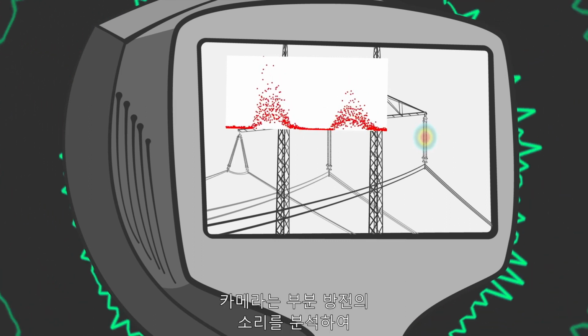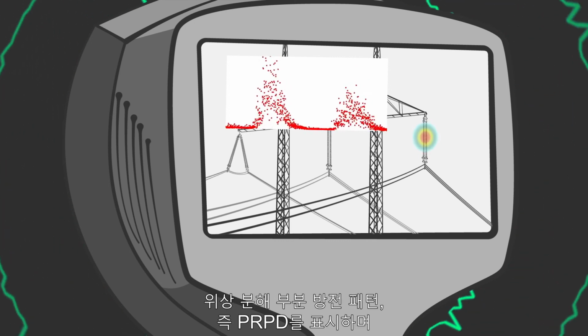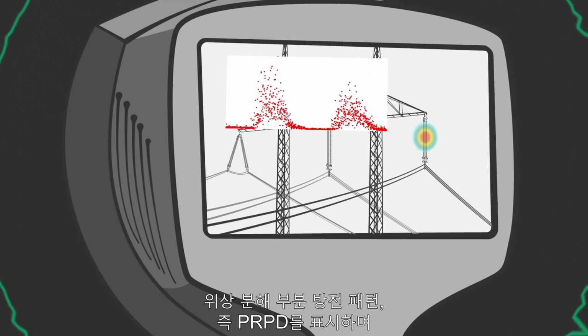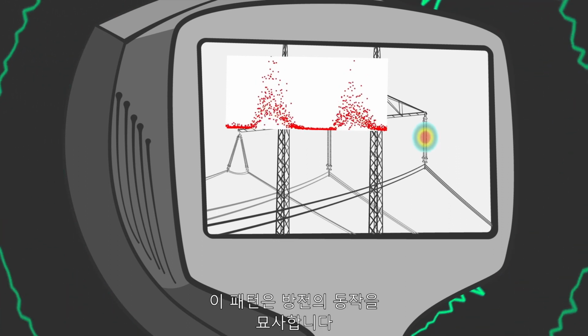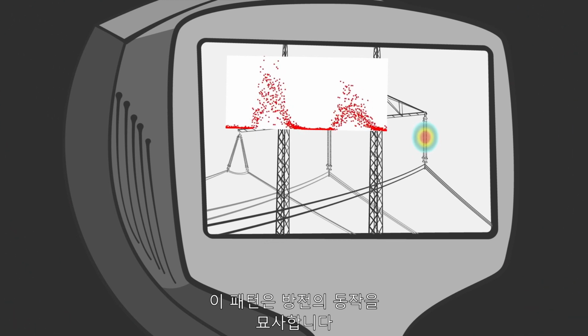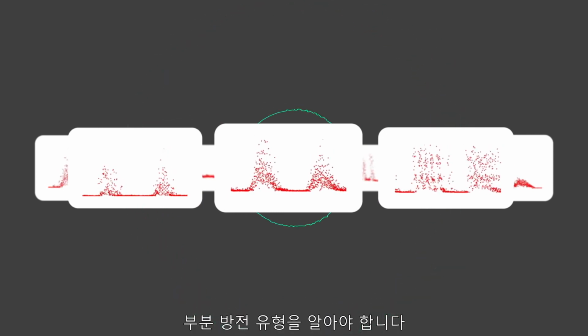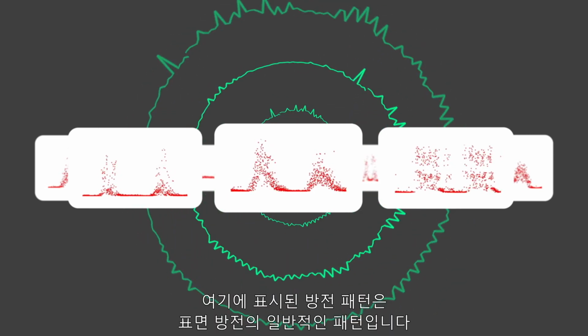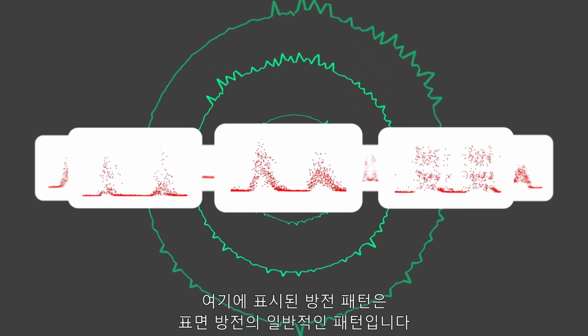By analyzing the sound from the partial discharge, the camera will show the phase-resolved partial discharge pattern, or the PRPD, which depicts the behavior of the discharge. All of the partial discharges behave differently and have their distinct discharge pattern. To be able to decide on corrective actions, you need to know the type of the partial discharge. The discharge pattern displayed here is typical for a surface discharge.